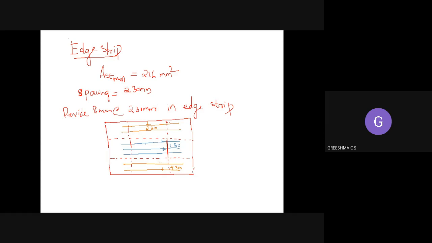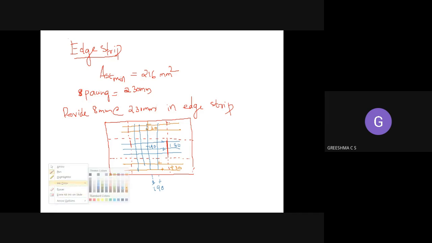So first I'm drawing the middle strip. The spacing between these is 190 mm. With 190 mm spacing you have provided the reinforcement along the y direction in the middle strip. After that we have gone to the edge strip.